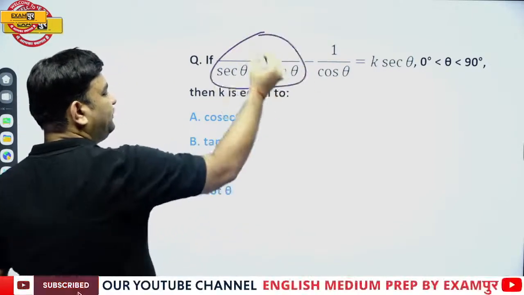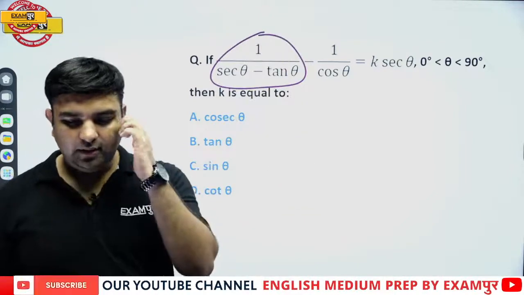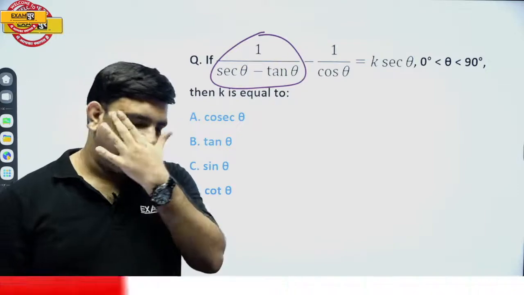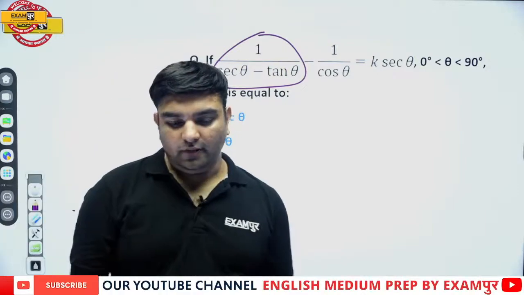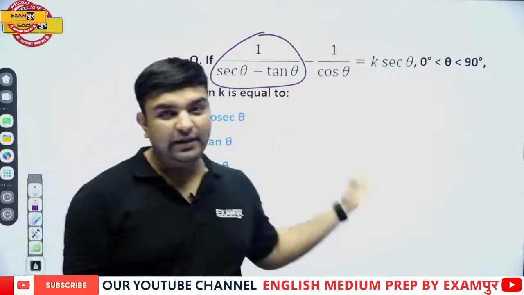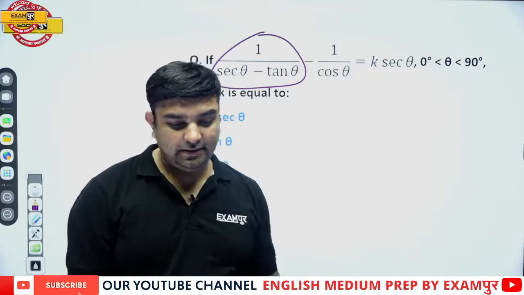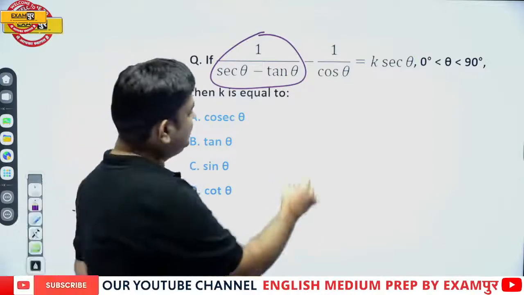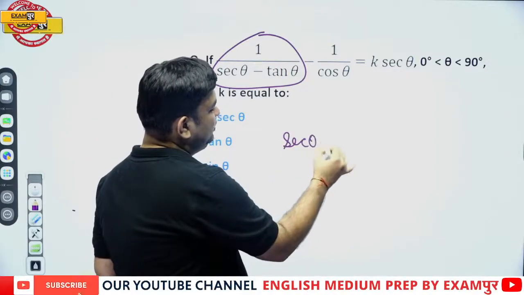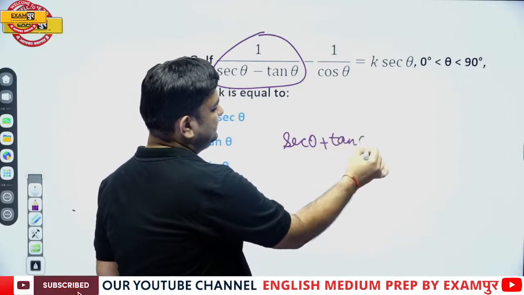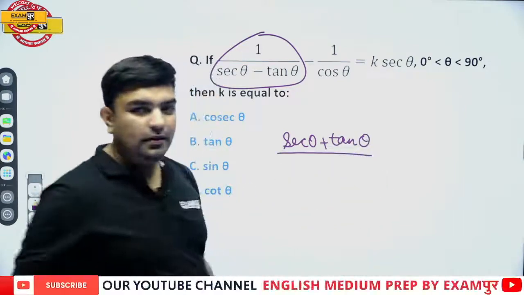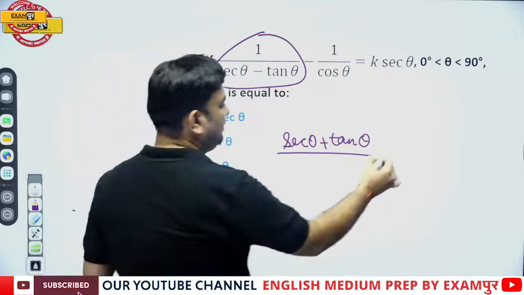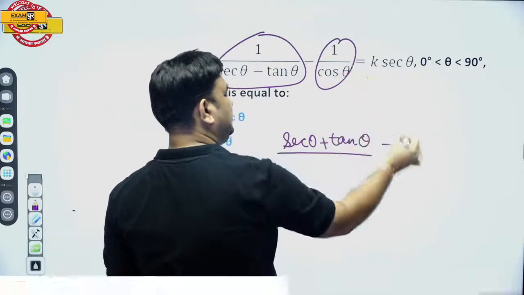What is the inverse of sec theta minus tan theta? Sec theta plus tan theta. This is class number 2 or maybe class number 3. Because they are conjugates of each other, they are inverses of each other. Sec squared theta minus tan squared theta is 1, and 1 upon cos theta is sec theta. Done.